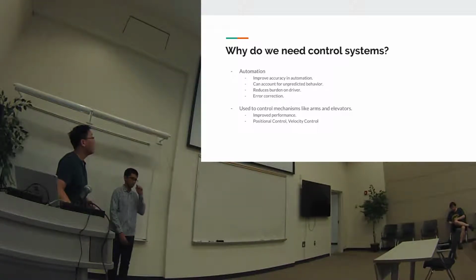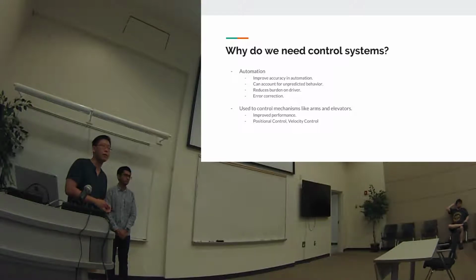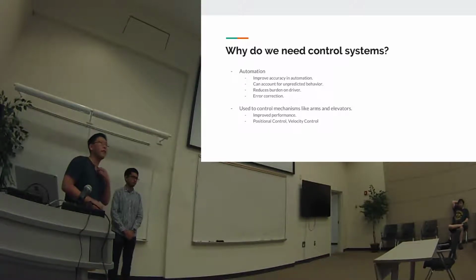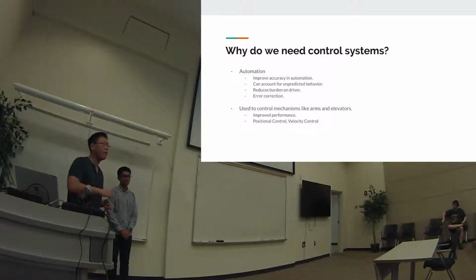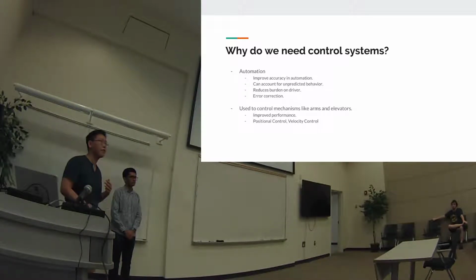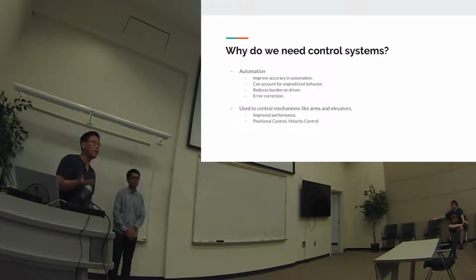Automation is a huge factor in robotics, not only in your autonomous period, but also in teleop, because if possible, you want to reduce the burden on your driver as much as possible, right? So any level of automation you can add to your robot will pretty much increase the performance of your robot in terms of the ability to drive it. And then it can also account for unpredicted behavior if you use control systems. And then it's really good to use control systems for mechanisms like arms and elevators, just so you can have a precise control over the position of the mechanism.